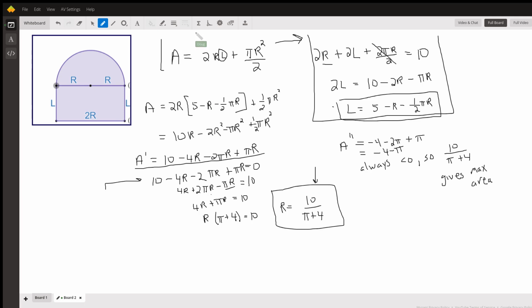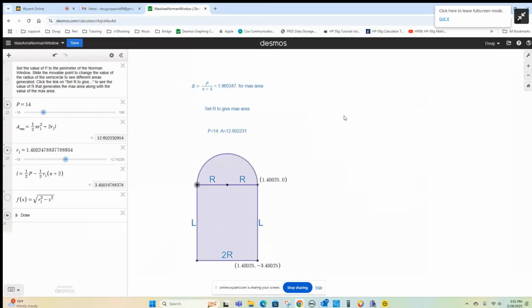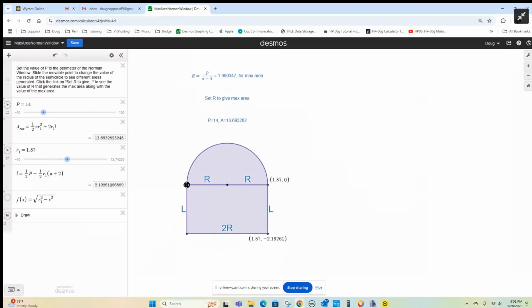I'll real quickly share my screen here. Go to Desmos. So if I change the perimeter, the maximum area is still P over pi plus 4. Okay, and you can change the radius here to see different areas.